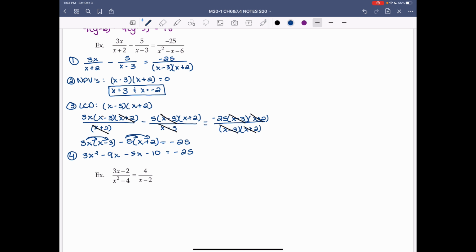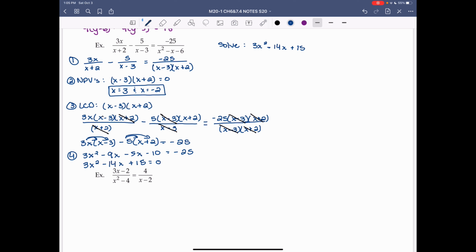I have an x squared term that I'm not going to be able to get rid of, so I want to move everything to one side and then factor or use the quadratic formula. I'm going to add 25 to both sides. I get 3x squared minus 9x minus 5x is minus 14x, and then adding 25 to negative 10 is plus 15, equal to 0. I now need to solve that trinomial. 3x squared minus 14x plus 15.